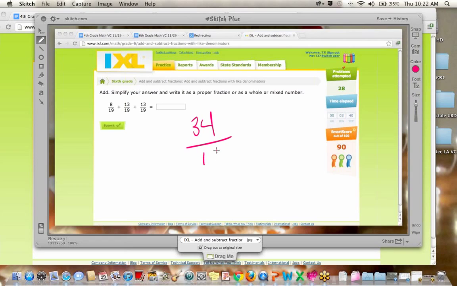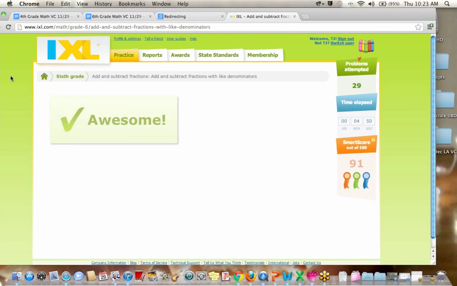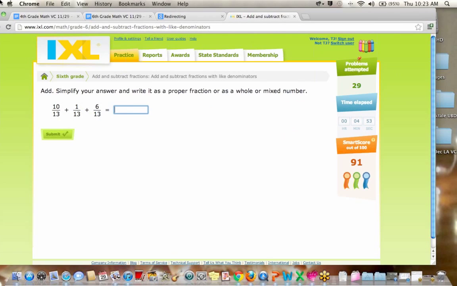So I have 34/19, but I can't leave it like that. So I think to myself, how many groups of 19 fit into 34, and then what's going to be left over? So one group of 19, and 34 minus 19 is 15. So the best answer of all would be 1 and 15/19. Let's check. Yay! All right, let's do a few more. 10/13 plus 1/13 plus 6/13. Simplest form.